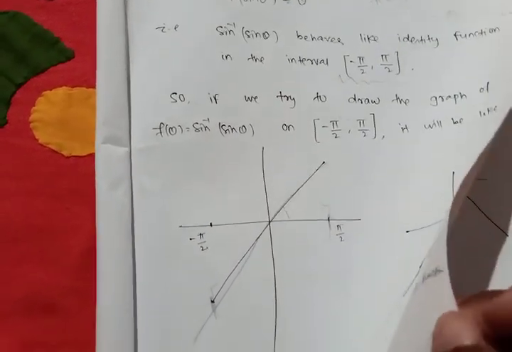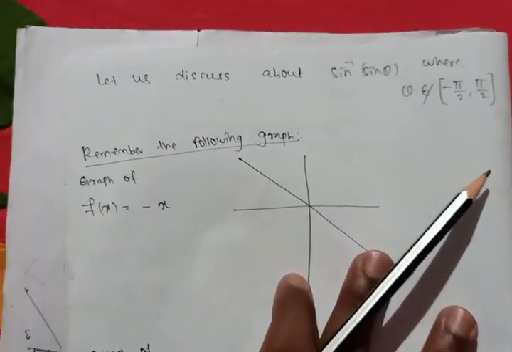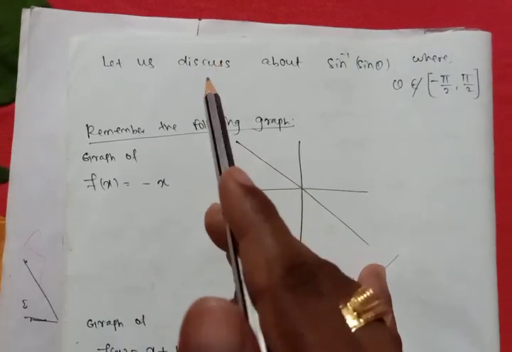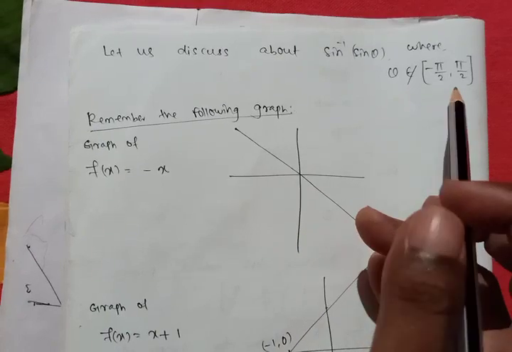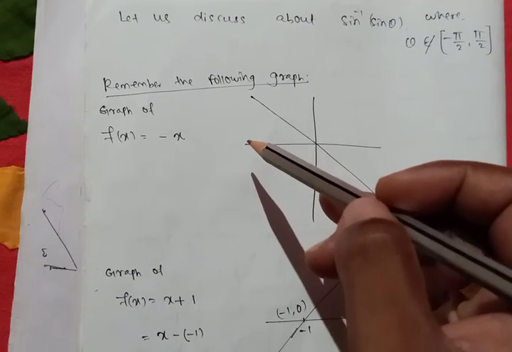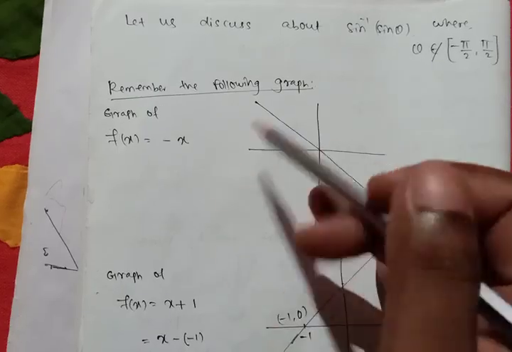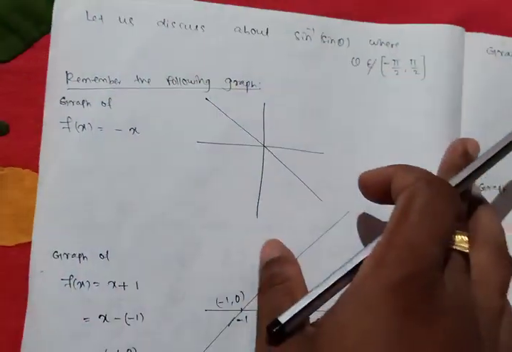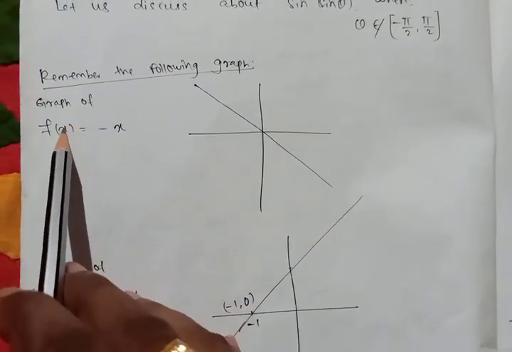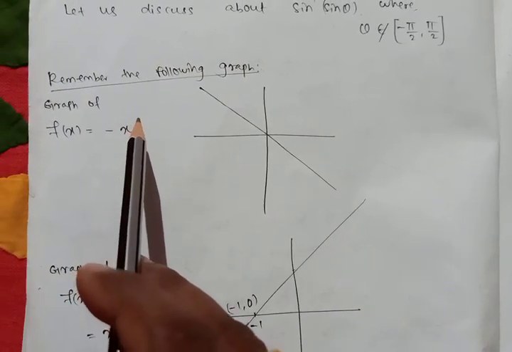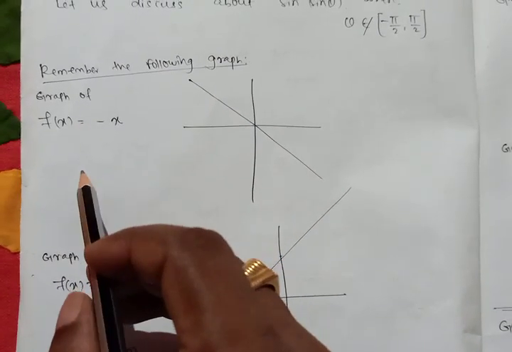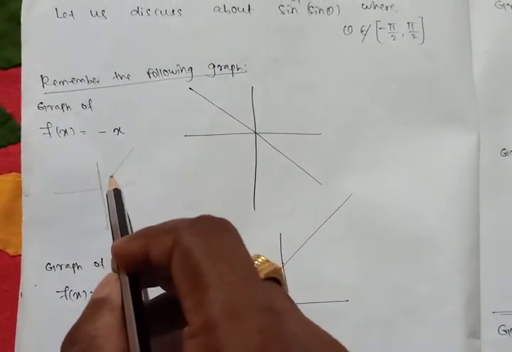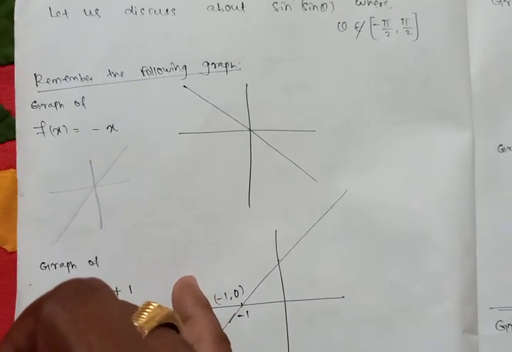Before that, we will discuss the function sine inverse of sine theta if theta does not belong to this interval, and we have to discuss its graph. So just remember the graph of the following. Here you have the first one, that is the graph of f of x equal to minus x. Remember, the graph of f of x equal to x, as you know, is like this. We have done it already.